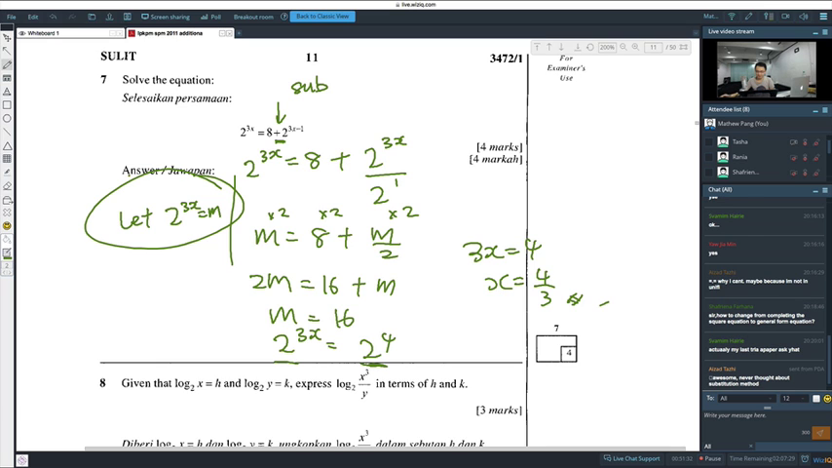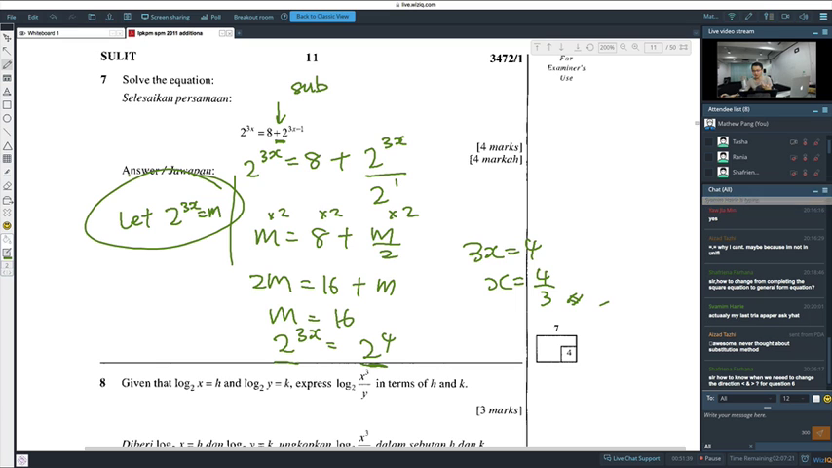Okay? Never thought about substitution method. Yeah, substitution method is very good to use lah.